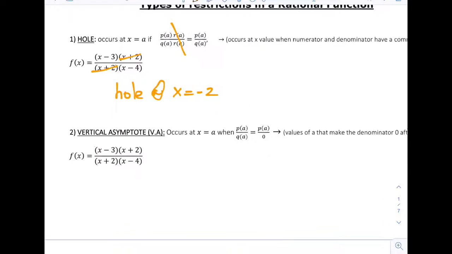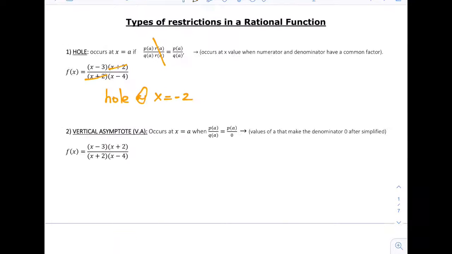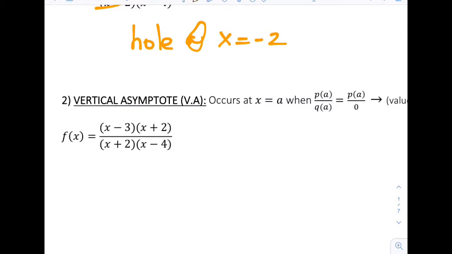How about vertical asymptotes? Vertical asymptotes happen where the denominator is equal to 0. So once I've canceled things out, we see what's left over. For this case, if I cancel out these two here, I see we're going to have x minus 3 and x minus 4 on the bottom. We've canceled them out. Can't do anything else.